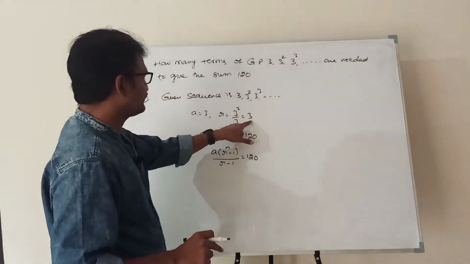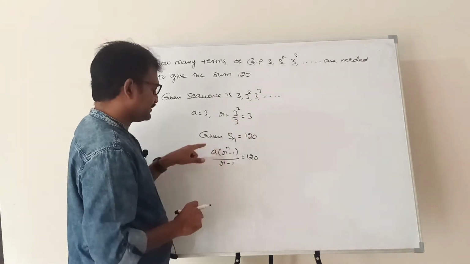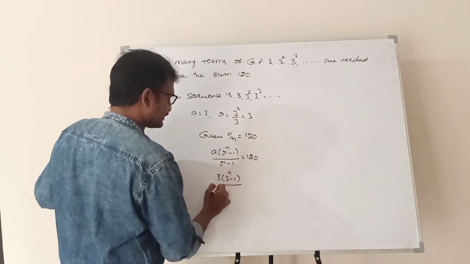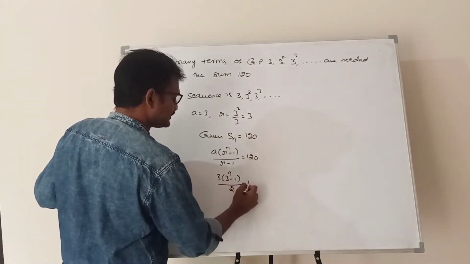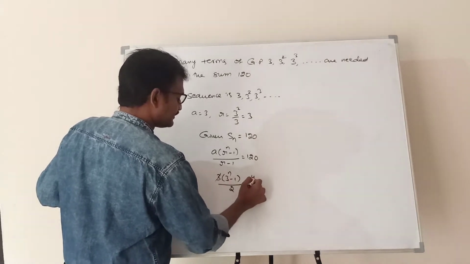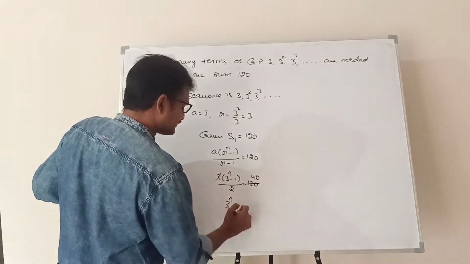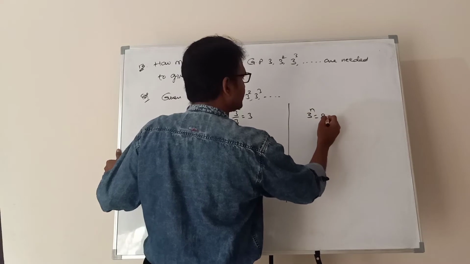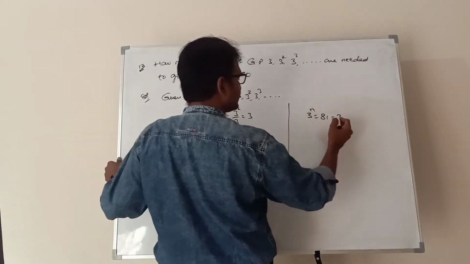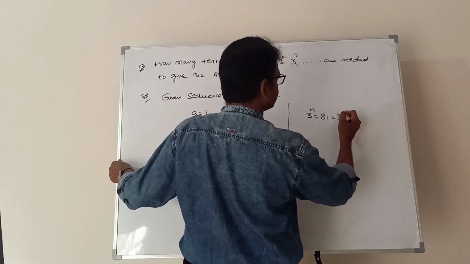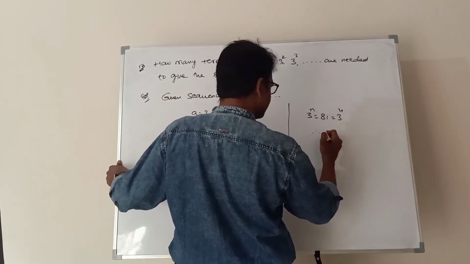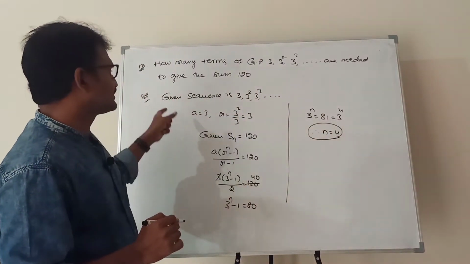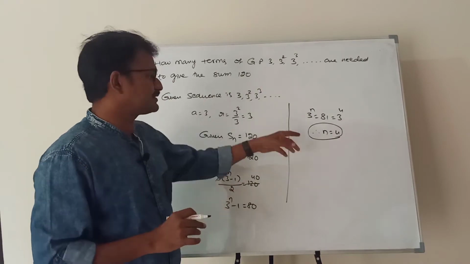Here the r value is more than 1, 3 means more than 1. That's why we need to use this formula. a into 3 power n minus 1 by 3 minus 1, which is 2, is equal to 120. So 3 power n minus 1 is equal to 80. 3 power n is equal to 81. 81 means 3 power 4. Therefore n is equal to 4. So the number of terms needed to add to get 120 is 4 terms.